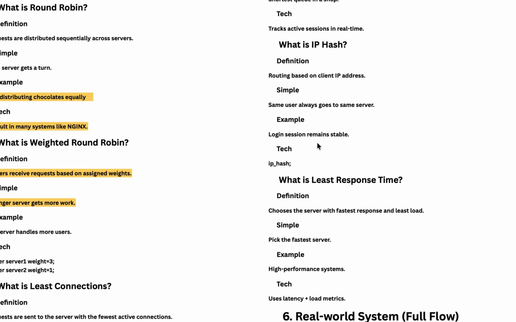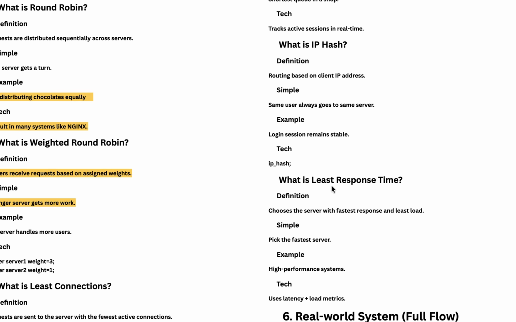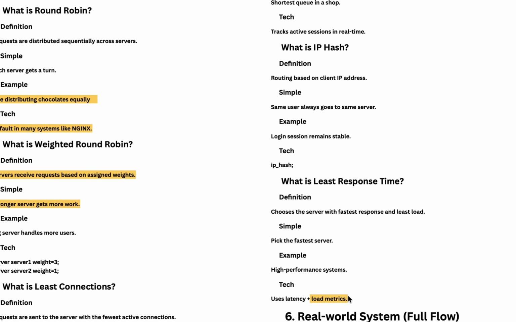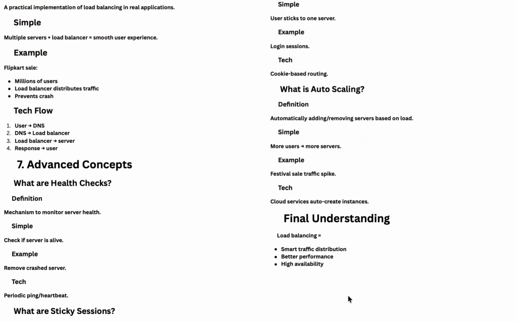What is least response time? It is the time taken to process the request. What it does is monitor how well and fast the servers are doing. Based on previous data it monitors, and then it chooses the server with the fastest response and least load. For example, high performance systems use latency plus load metrics. Load metrics can be used like in monitoring systems.